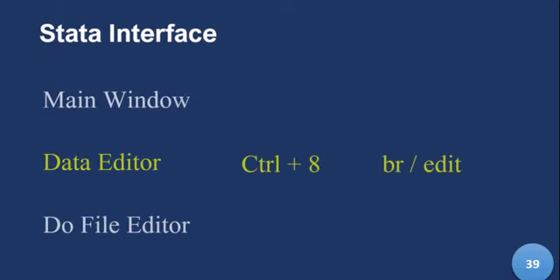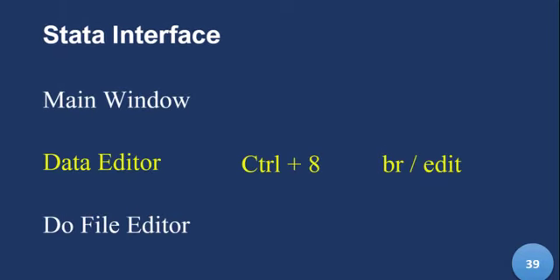Now let's move to the data editor. So we're done with the main window. Let's move on to the data editor. Now to activate that in the main window, you will just press Ctrl 8, or you type in the command window, which I just showed you now, browse, as browse is BR, is the abbreviation. I mentioned that for browse, or edit. You type edit in the command window. It will activate the data editor.